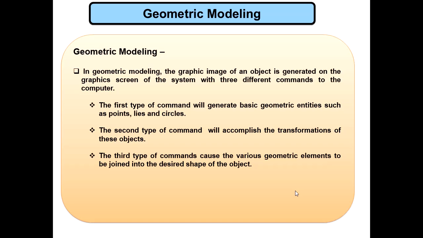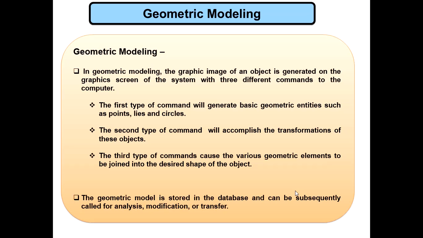First is a basic step, and this can be generated with the help of simple entities like line, point, circles that we are having. Secondly, we have the transformations that we are going to use. Various transformations can be applied as per our requirement of the object. And third, we have the commands by which the various geometric elements can be joined, so that we can get the desired shape of the object.